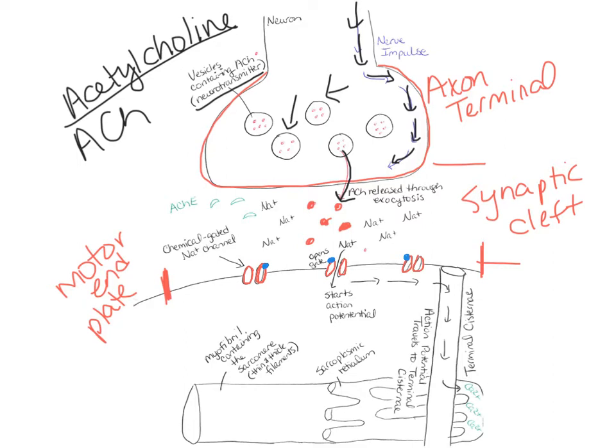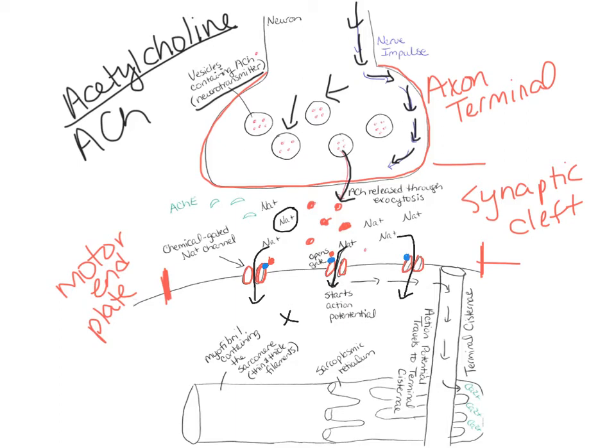So the acetylcholine molecules travel across the synaptic cleft and they bind to that acetylcholine receptor. And that opens up those chemical-gated sodium channels. Now we know that sodium is higher in concentration in the extracellular fluid than it is in the intracellular fluid. So sodium will diffuse in as soon as that gate opens up. So sodium diffuses into the cell. It's diffusing into the muscle cell.